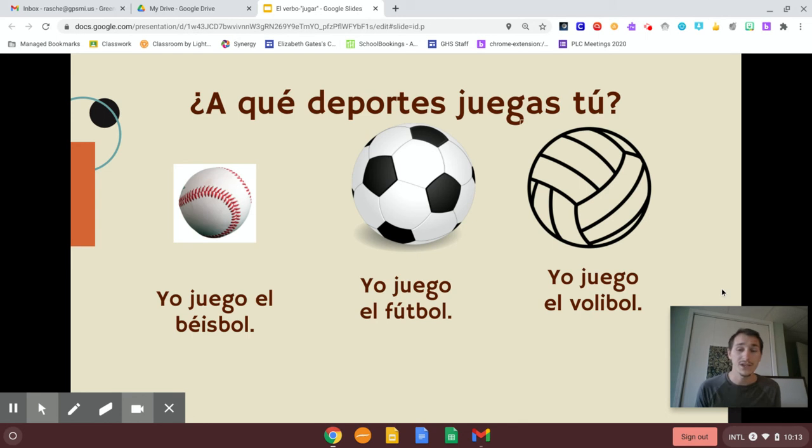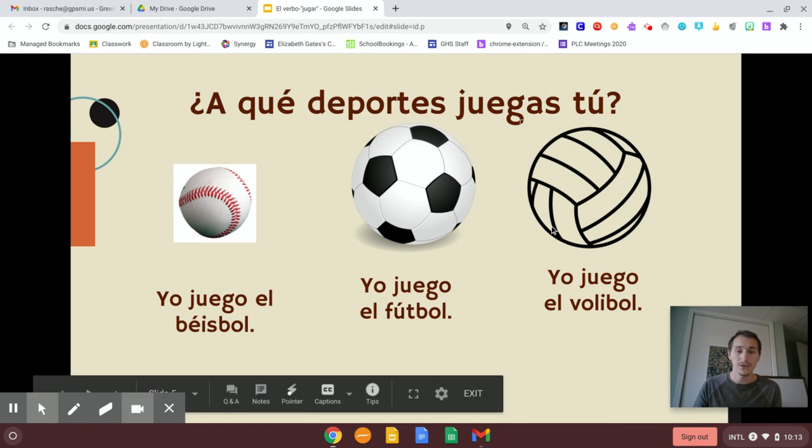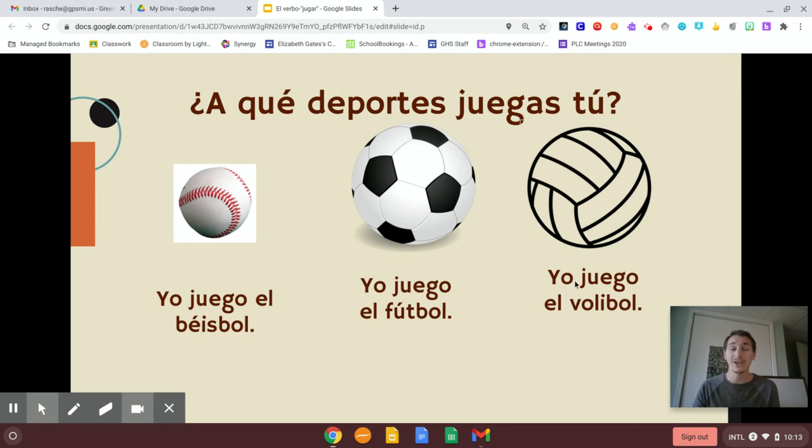Here are some possible answers to that question. Yo juego el béisbol. Yo juego el fútbol, soccer, and yo juego el voleibol. Now, there are multiple ways to say volleyball. If you look it up, there are going to be about 6 different ways to say voleibol. Multiple ways to say this, okay? All of them are correct, just depending on where the people are and who you're talking to.